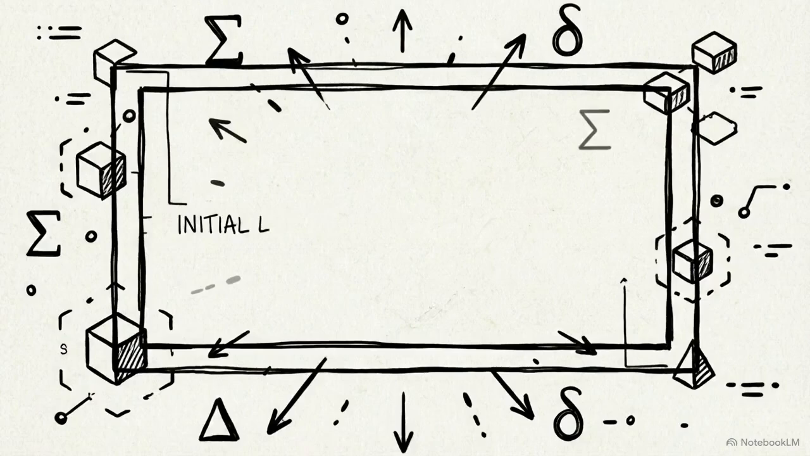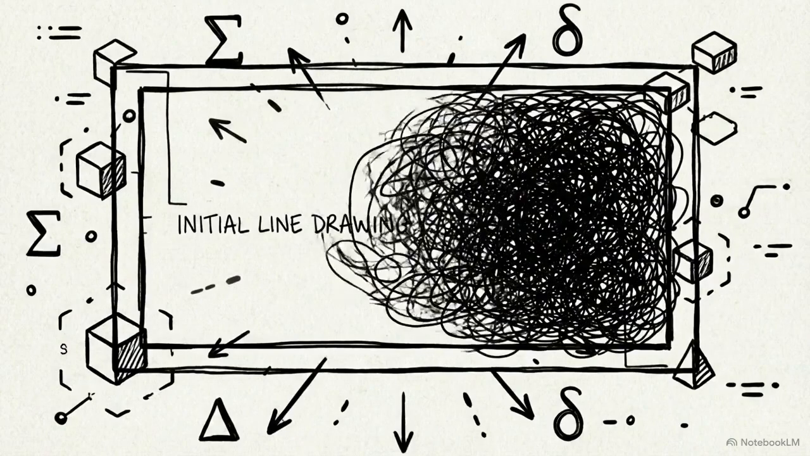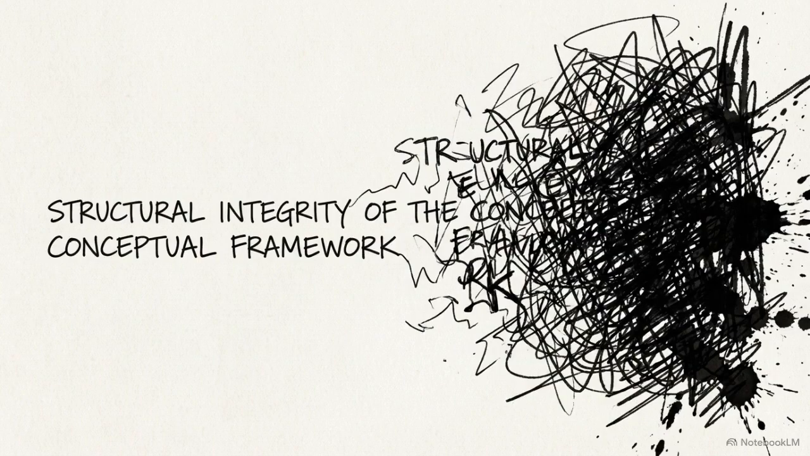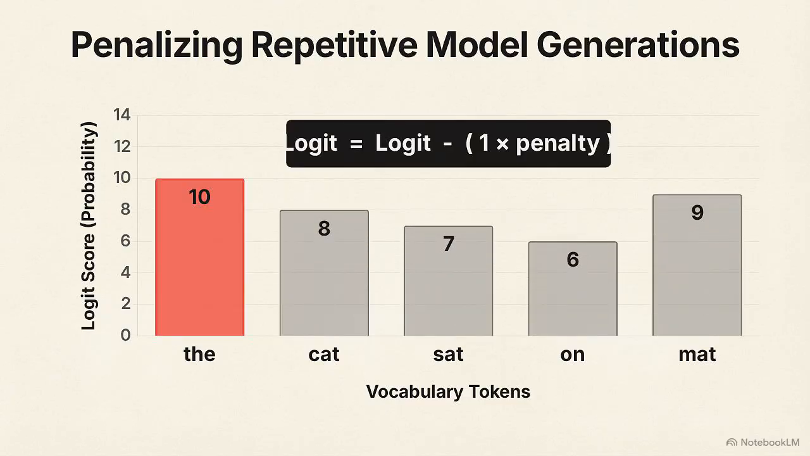Because these models generate text autoregressively, one token at a time, they carry the engineering risk of repetition loops, where the system gets stuck predicting the exact same sequence of words continuously. This diagram displays the formula for the presence penalty parameter.